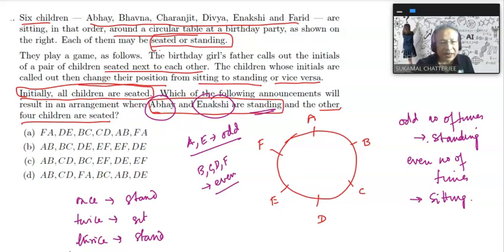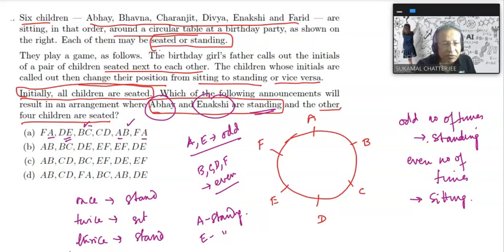So now let us look at the arrangement. In the first arrangement, A is called out once, twice, thrice. So A will be standing. Now let's talk about E. E is called out only once. So that means E will also be standing. Now let us look at B. B is called out once, twice. So B is even. So B will be sitting.